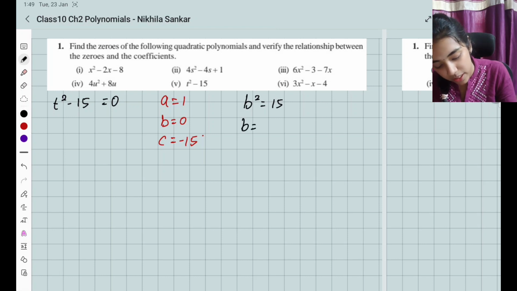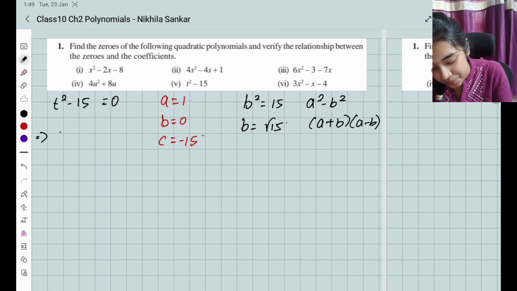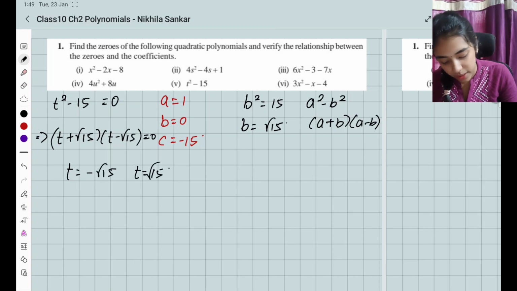So from this we have b equals root 15. So I can split this as, this is on the form a square minus b square. I can write this as a plus b into a minus b. Okay, so this is going to be t plus root 15, t minus root 15 equals 0. So from this we have t equals minus root 15 and t equals plus root 15.